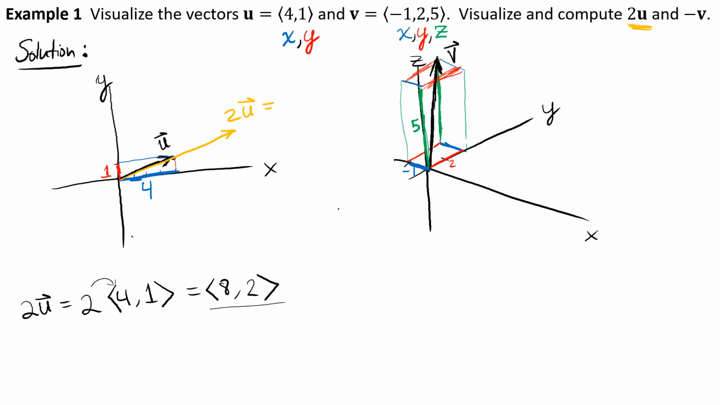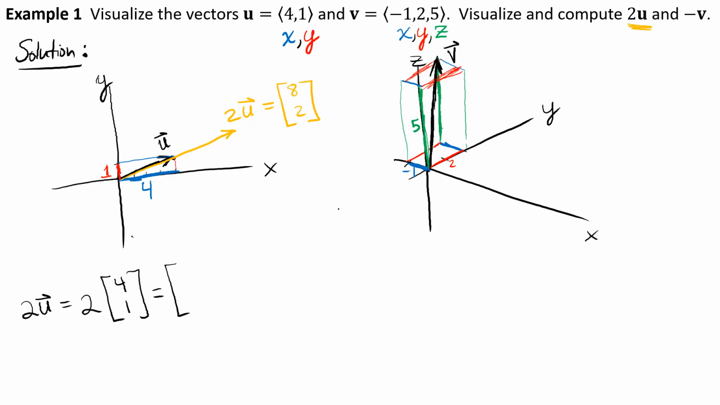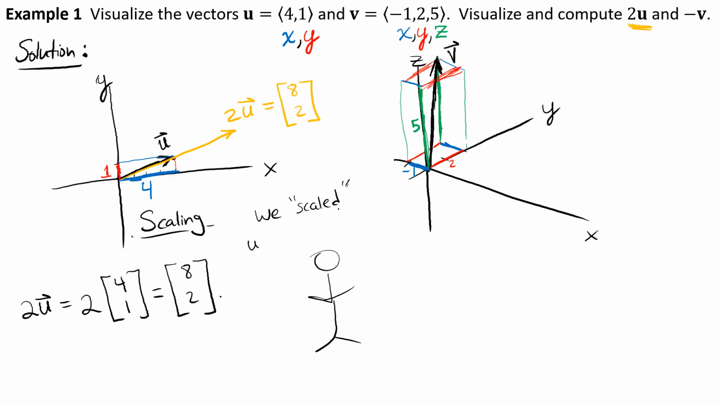Sometimes we'll also write this in column form, putting the components into a column like this, 8, 2. Sometimes computations look a little bit nicer in column form. Let me show you. If we had done this computation in column form, it would have looked like 2 times the vector (4, 1), and then it's easier to visualize the 2 multiplying each number, so we get (8, 2). This procedure of taking a vector and multiplying it by a number, like 2, is called scaling. We say that we scaled u by a factor of 2.